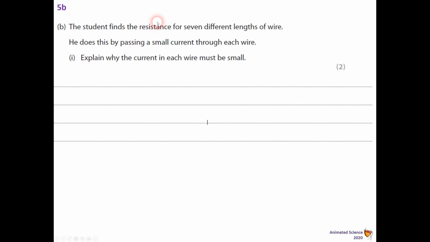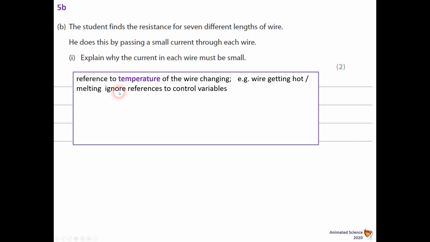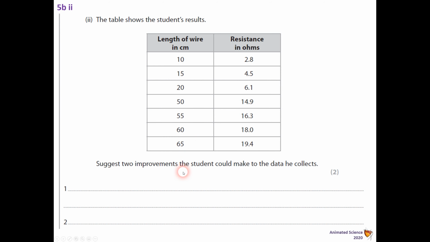Now the student tries to find the resistance for 7 different lengths. He does this by passing a small current through each wire. Explain why the current in each wire must be small. Relatively straightforward, this one, I think. Reference the temperature of the wire changing, i.e. it gets hot, it melts, nothing to do with any control variables in there. Preventing an increase in resistance due to heating. Anything that's incorrect would negate what you've put, so you're best off not writing too much.